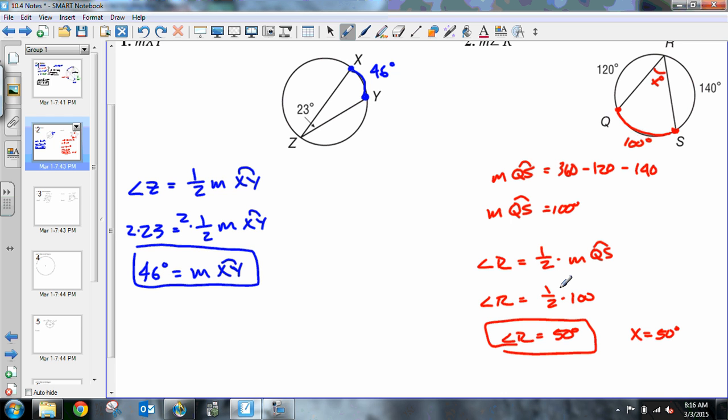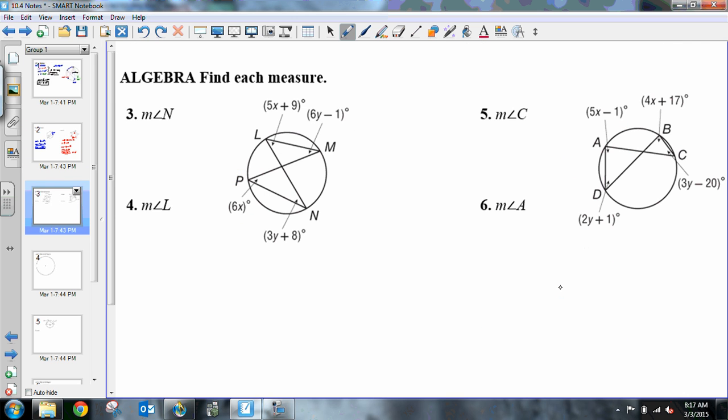Okay, so let's take a look at the other ones. Now these ones are a little bit more confusing. I'm just going to do problems 3 and 4. I'm not going to do 5 and 6. I'll let you guys do those on your own. But I want to show you, it wants us to find angle N. It wants us to find this angle right here. Now what I know is that this angle is half the length of this arc.